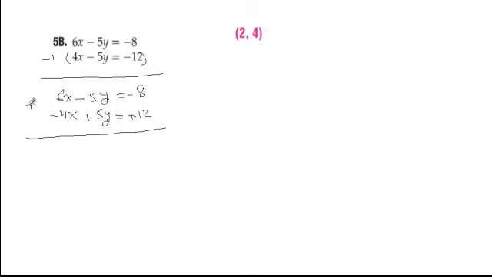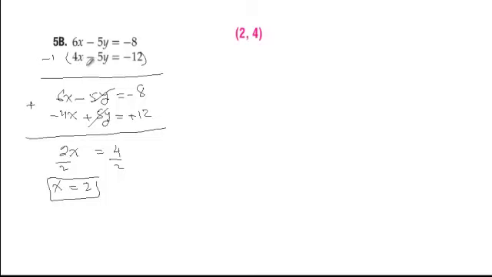So 6x plus -4x, you get 2x. Now -5y plus 5y is eliminated, cancel, and then -8 plus 12 you get 4. Then 2x is equal to 4, which is a simple equation with one unknown. Then divide by 2, you get x equals 4 divided by 2, which is equal to 2. Now we got x equal to 2, so we replace it in one of the equations instead of x, and we can get y.